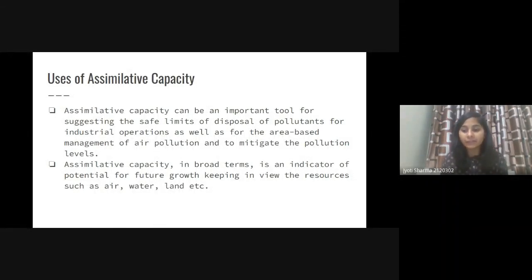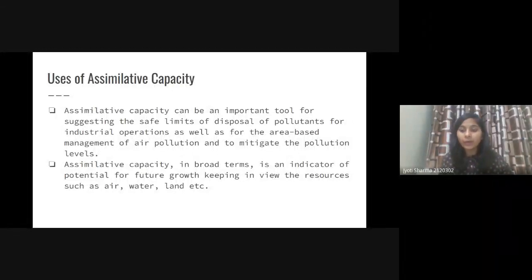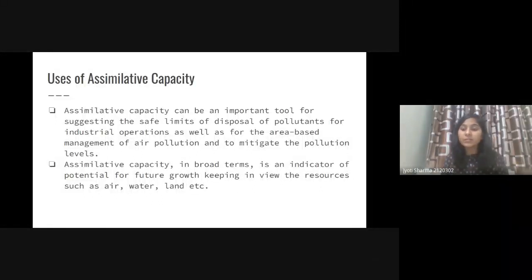If it is a valley, for example, then the assimilative capacity of that valley may be lower than that of a plain area. Why? Because the wind will be stagnant in the valley area, and it will not be easy to disperse your pollutant there. So you first have to consider what assimilative capacity you have before installing the industry at that area. Based on that, you can mitigate the pollution level.